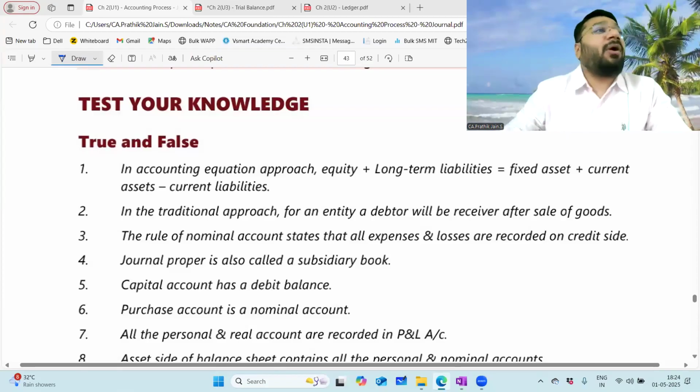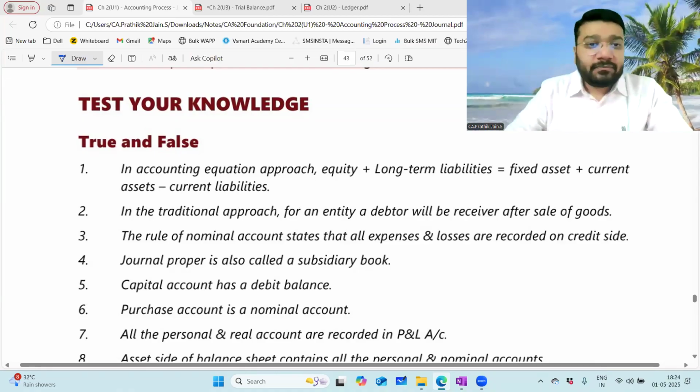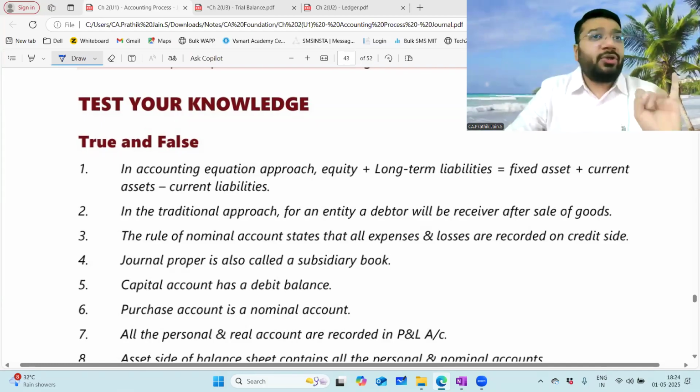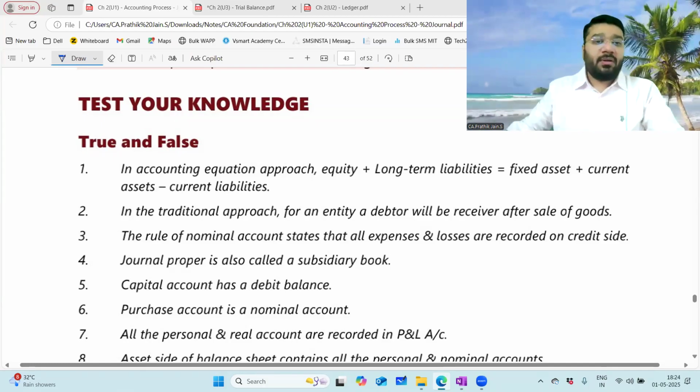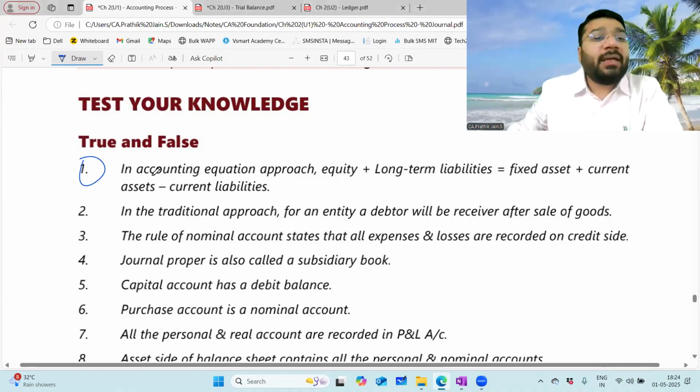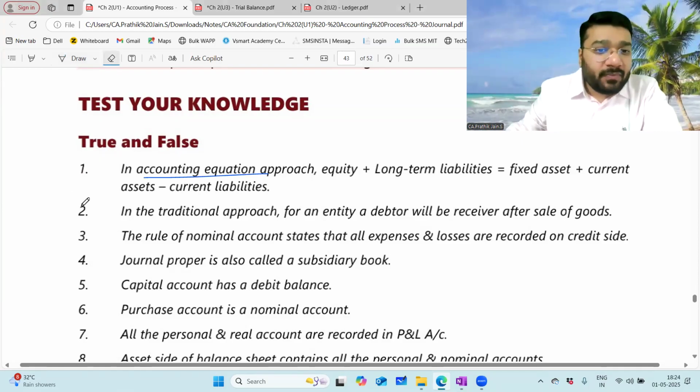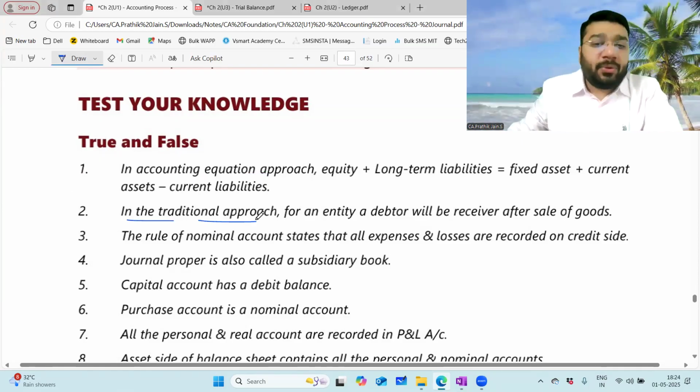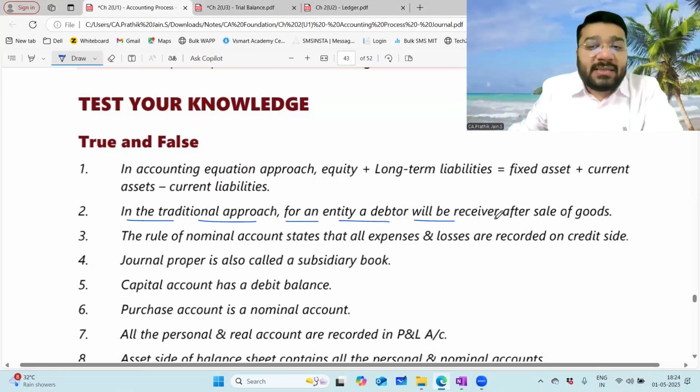So guys, we're doing this chapter called accounting process. In the last session, we completed the discussion on the trial balance. Now I'll be heading forward to do unit 1, unit 2, unit 3, all put together, true and false and MCQ. First question, leave it. I did not teach you the accounting equation yet because I'll be teaching this at the end. So leave this.